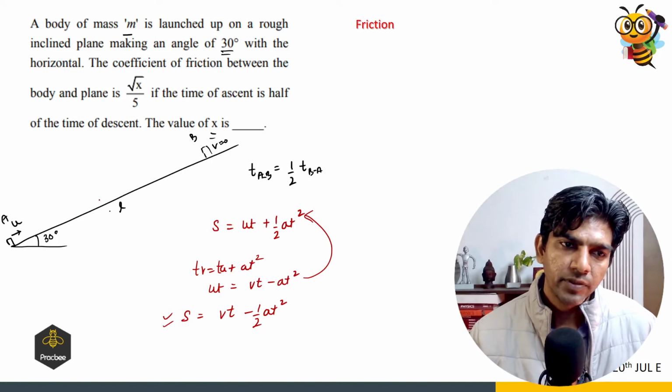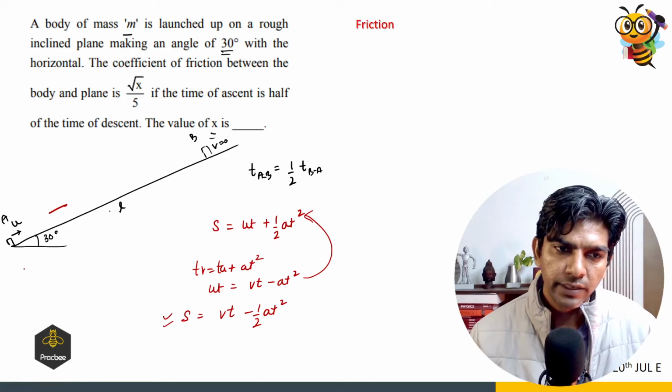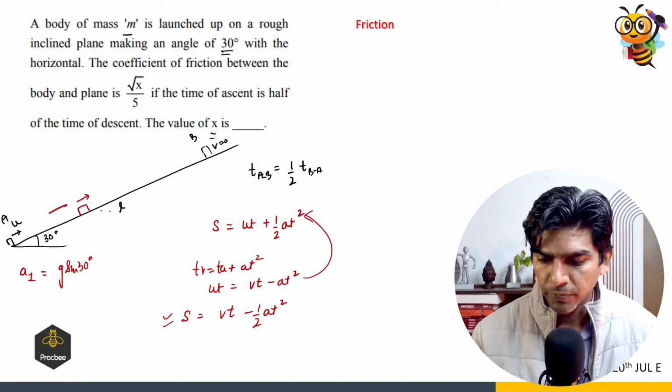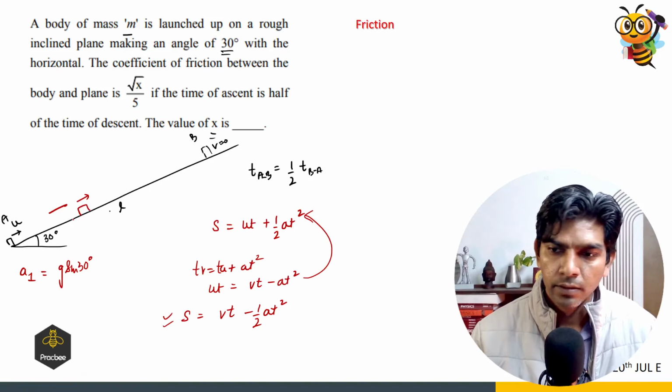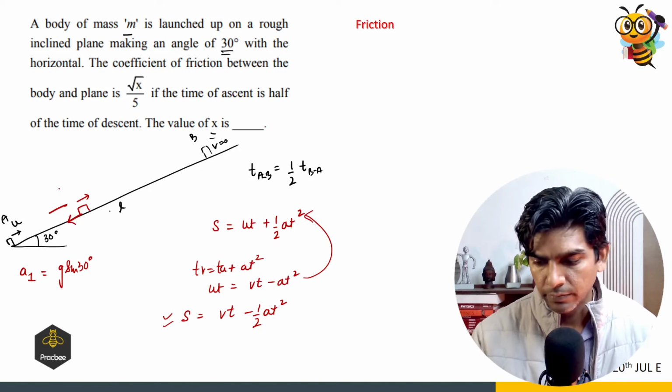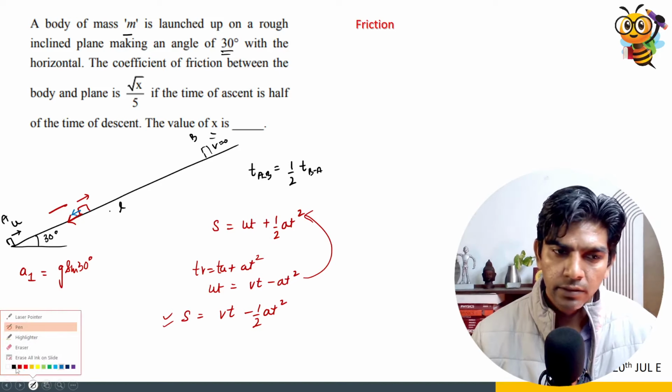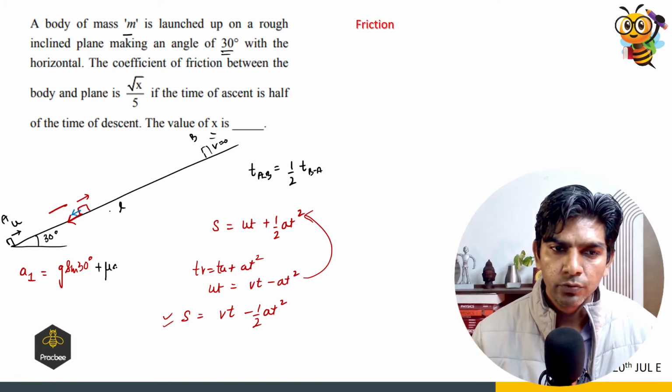In this case, the retardation while going from A to B, let me call that retardation a1. As the block is going up the incline, friction will be acting down the incline, and apart from this, the weight component is also acting down the incline. So the retardation will be g sin 30 plus mu g cos 30. This comes out to be g times 1 by 2 plus mu root 3 by 2.